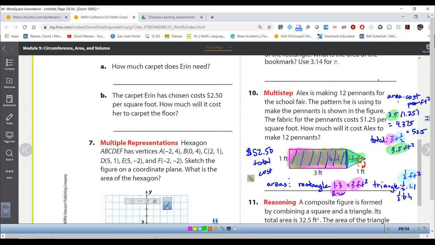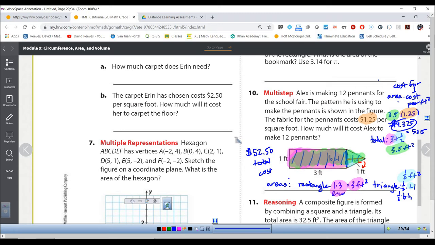And then what did we multiply that by? We multiplied that by the cost per square foot. And that gave us right here the cost for one pennant, right? So the cost for one pennant was $4.37 with an extra half cent thrown on there. So then we had to multiply that by 12.